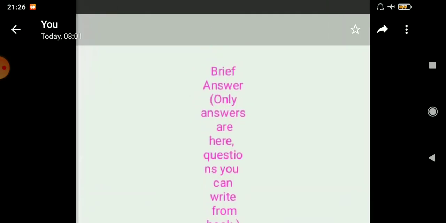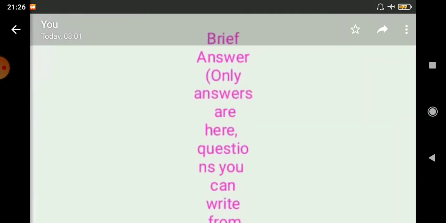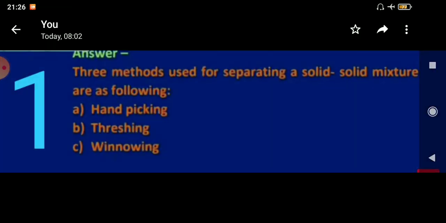Moving ahead, the brief answers, but there are only answers, the questions you can write from your book. So the first question is, name any three methods used for separating a solid to solid mixture.